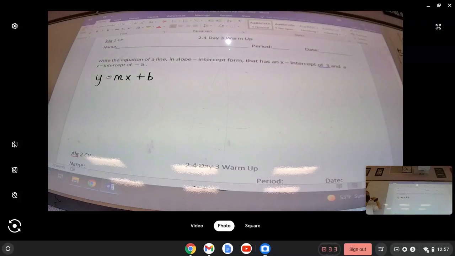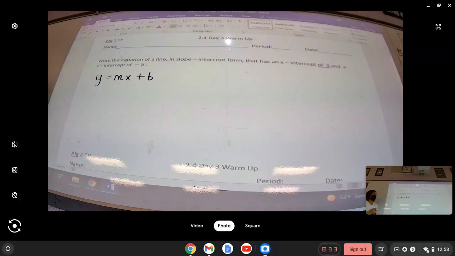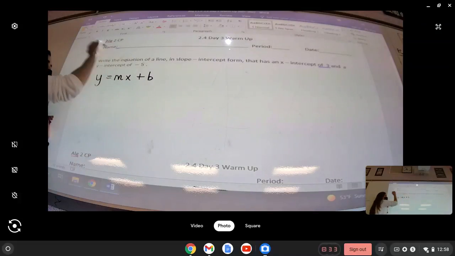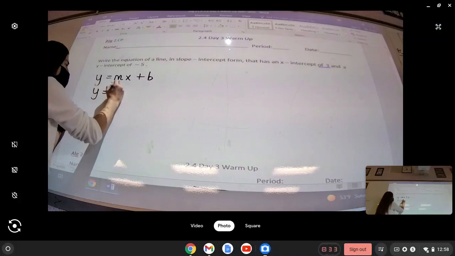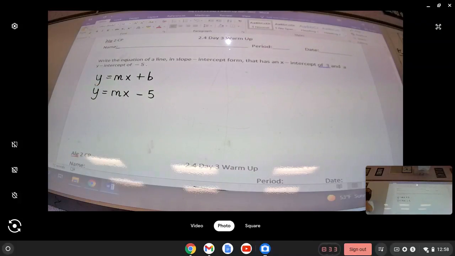Well, guys, who did they definitely tell you? What piece of information did they definitely tell us that we want? The y-intercept. We need b. And they clearly said the y-intercept is negative 5. Plug it right in. That's a good piece of information. We can use that immediately. Okay, so we definitely know that.